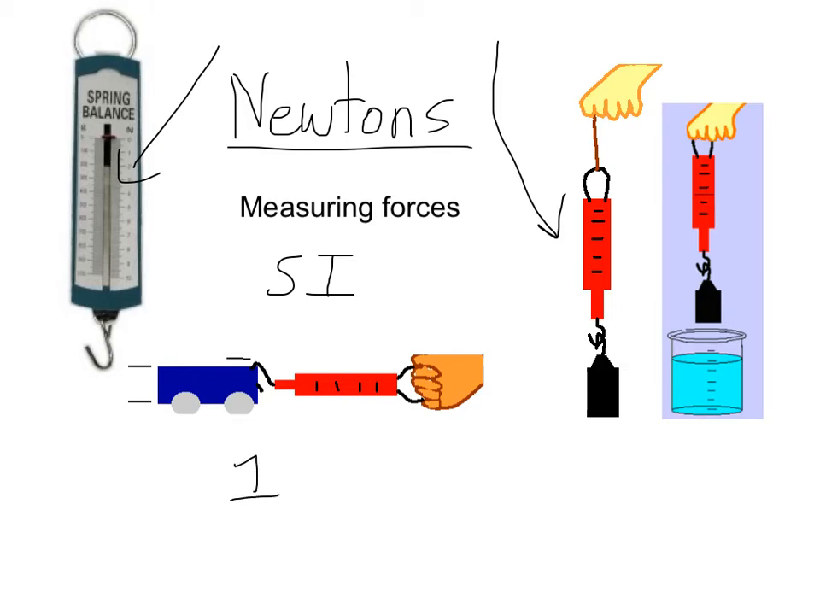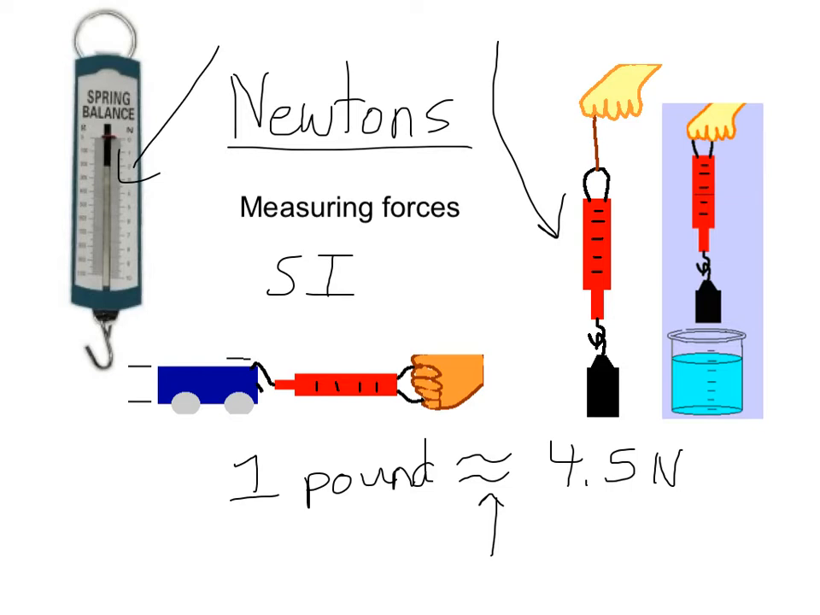1 pound of force is approximately equal to 4.5 newtons of force. That's just to give you a rough idea. We abbreviate newtons with a capital N. And this squiggly looking equal sign means approximately equal to, not exactly equal to, because I rounded to 4.5. It's like 4.4445 or something like that.